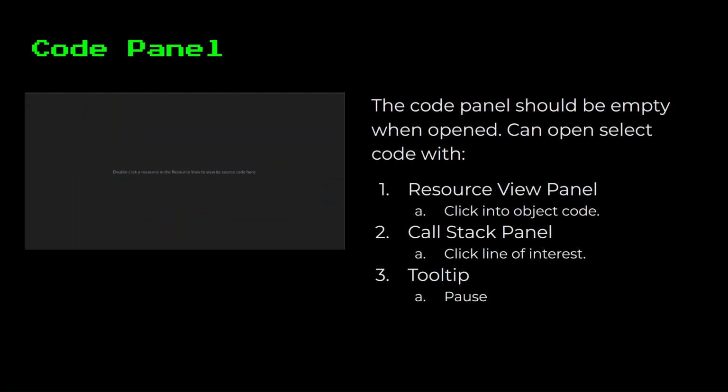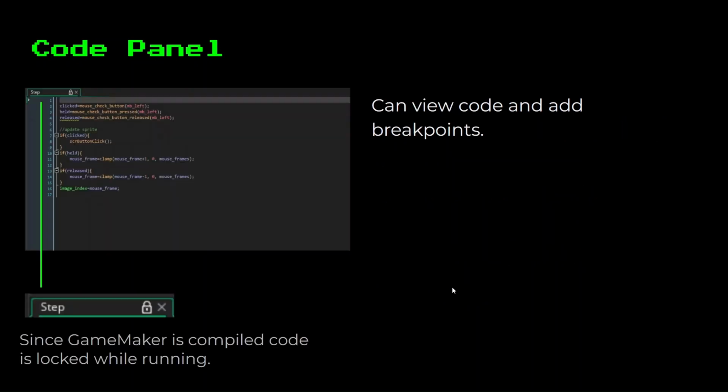Now we have the code panel. When the debugger is first opened, the code panel should be empty. You can populate this with items by going into the resource view panel, call stack panel, or tooltip panel. Once you have the code up, you can see that unlike the normal code, GameMaker code is compiled at starting, so changes can't be made while it's running. That being said, while the code itself can't change, we can change some of the values of the variables. In this case, clicked, held, and released.